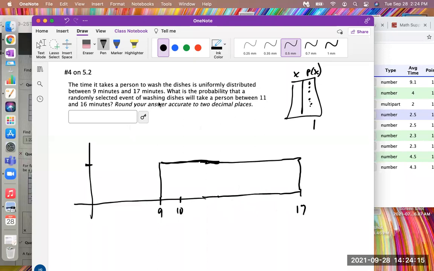Then it says I want to know the probability of a person washing dishes taking them between 11 and 16 minutes. So now all I have to do is find the area of this rectangle between 11 and 16. 11 would be way over here, right? I'm not spacing this out very well. Try to keep this evenly spaced if you can. Well, I'm not, but that's okay. So we just have to find the area of this region over 11 to 16 minutes.